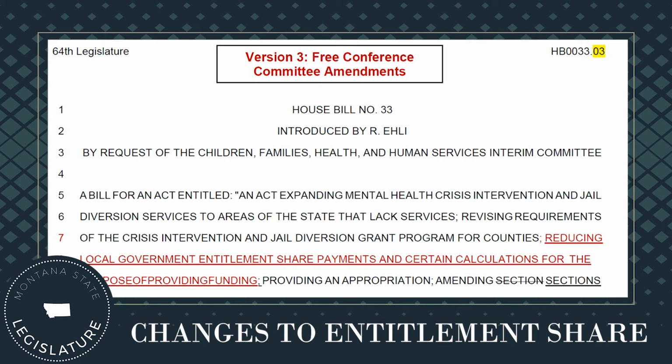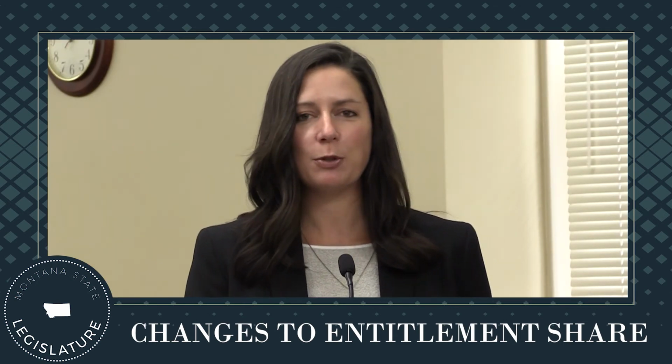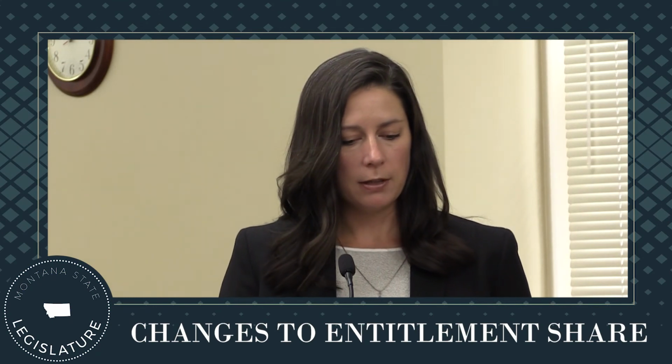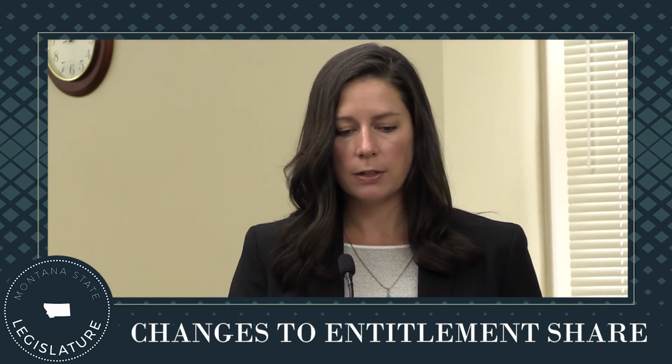So this is the version after that free conference committee. And if you look at the underlined red text, it says reducing local government entitlement share payments and certain calculations for the purpose of providing funding. And it also then brings in section 15.1.121. So 15.1.121 is the entitlement share section. So bringing in this section does multiple things. One, fairly innocuously, it makes the bill quite a bit larger because the 15.1.121 is a long section.